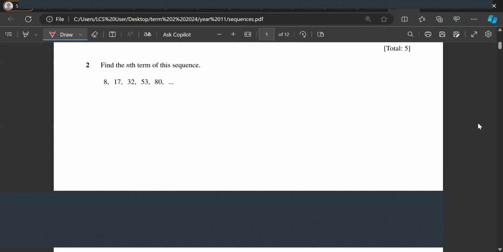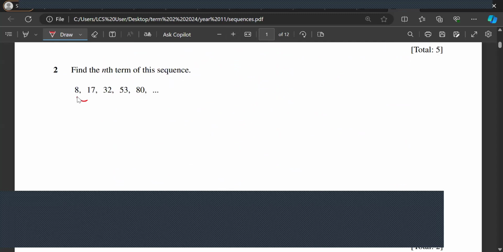Okay, look here. Question number 2. Ask yourself first, please, is it geometric or not? 8 cannot be multiplied by anything to get 17. So it is arithmetic. Okay, so can you work with me? From 8 to 17, I added what? Plus 9. Then from 17 to 32, plus 15.